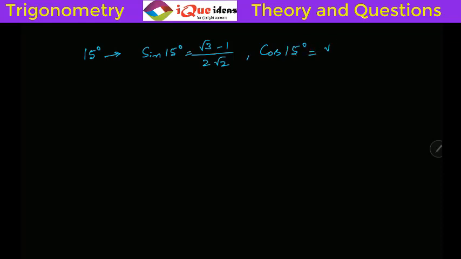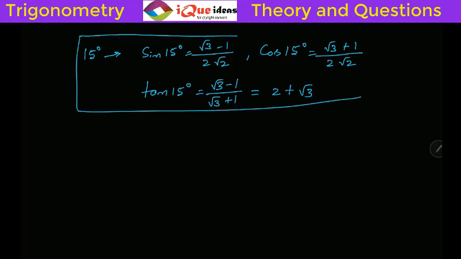Let's see. For 15 degree, sine 15 degree is calculated as root 3 minus 1 upon 2 root 2. Cos 15 degree is calculated as root 3 plus 1 upon 2 root 2. And tan 15 degree will be equal to sine 15 by cos 15. So 2 root 2 gets cancelled. And we are left with root 3 minus 1 upon root 3 plus 1. And if you rationalize by multiplication of root 3 minus 1 in numerator and denominator, it will give us 2 plus root 3. Right? So especially for 15 degree, this is what we have. If it is possible, you can memorize it.